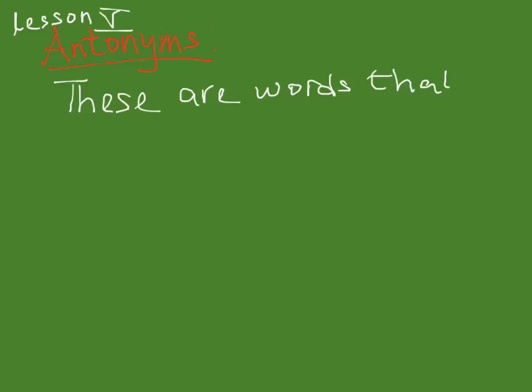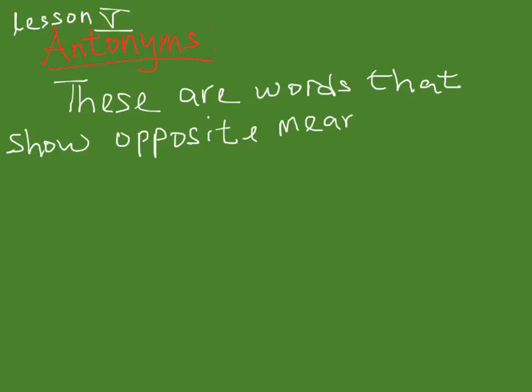These are words that show opposite meaning. Antonyms are words that show opposite meaning. What do we mean by this? Just like the opposites formed with the addition of a prefix, antonyms are also words that show opposite meaning. But how are these antonyms formed? Look at the examples below.